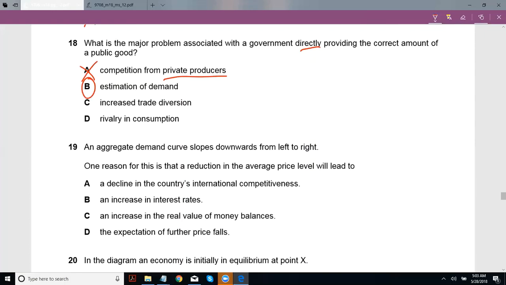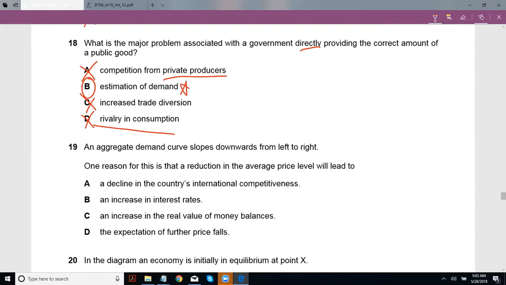I don't see how trade will divert or anything. I don't even see the link to trade here. You usually don't import public goods or export public goods. You don't export street lights or roads anyways, because the private sector just isn't producing that stuff. You can't charge a price for it anyways. So there's not really any trade that goes around with public goods in the first place. So you can cross that out. Rivalry? Public goods are non-rival by definition, so that can't be it.